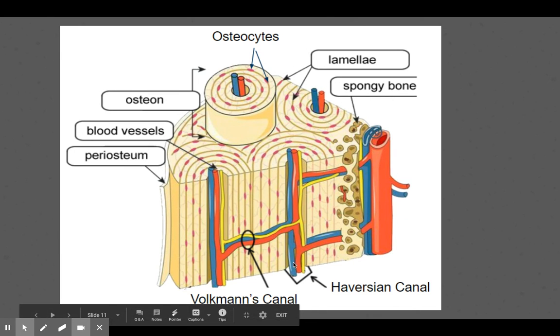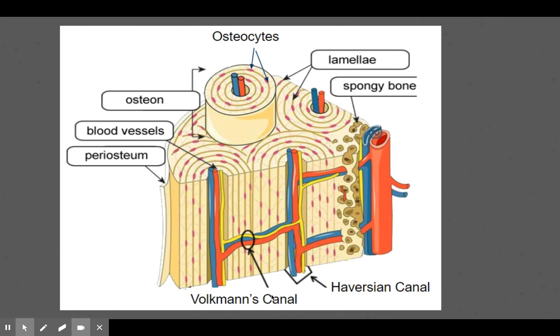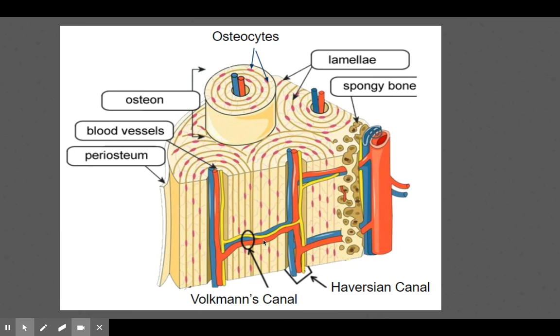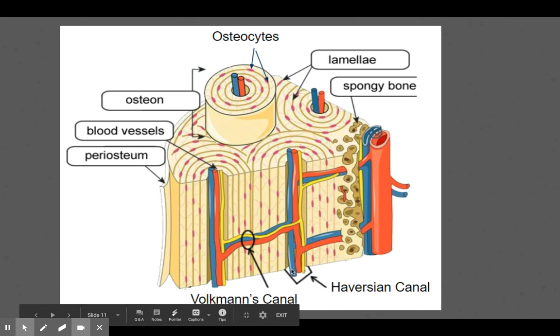And then you have Haversian and Volkmann's canals. The difference between these two canals is simply the direction in which they run. Haversian canals run lengthwise, or up and down, vertically in the bone. And the Volkmann's canals just connect the Haversian canals. So that is the difference there. Make sure to be able to recognize that difference if I ask you to label something.